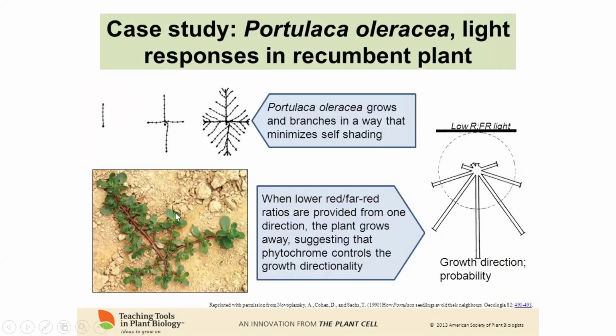We can see an example of it here. This is a portulaca plant growing. When we reduce the red to far red light ratio over here, there's less growth here and more growth out here, so the growth direction changes. The reason it would be a low red to far red ratio over here is because there would be a taller plant growing. So the portulaca grows in the direction away from the shading plant. This is an example of how plants respond.